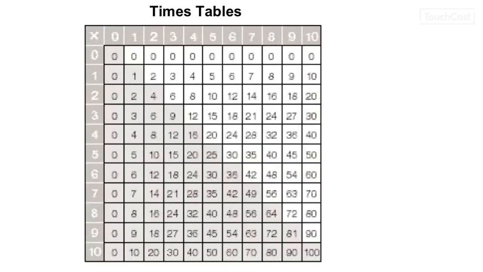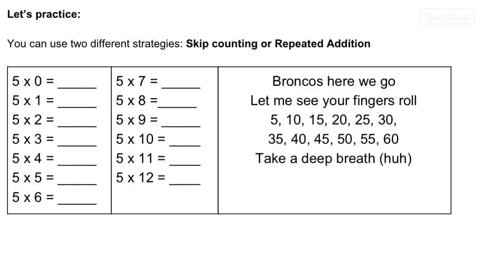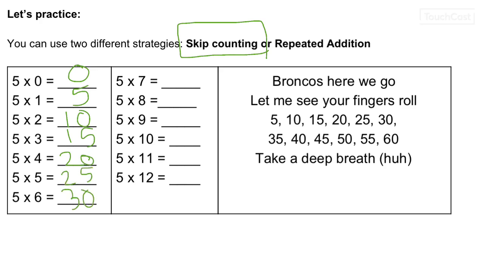Here's your times table in case you need it. 50, 55, 60 are the 2 missing because we go to times 12. All right, let's fill out our information. I'm going to keep doing skip counting because repeated addition at this point just takes too long. So you need to know your rolling numbers. Anything times 0 is 0, and then we're going to roll our numbers. 5, 10, 15, 20, 25, 30, 35, 40, 45, 50, 55, 60.